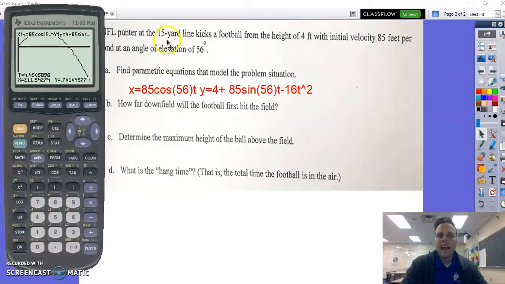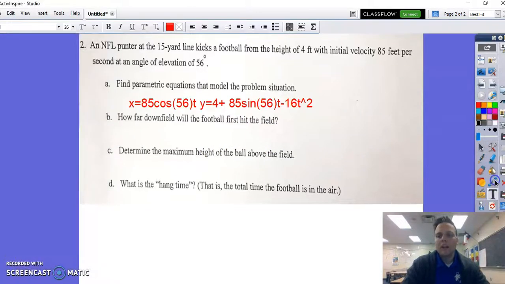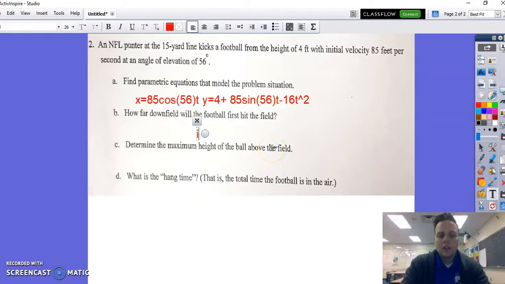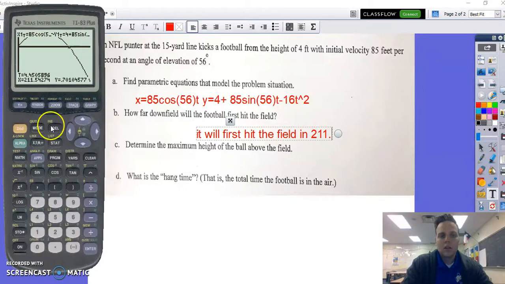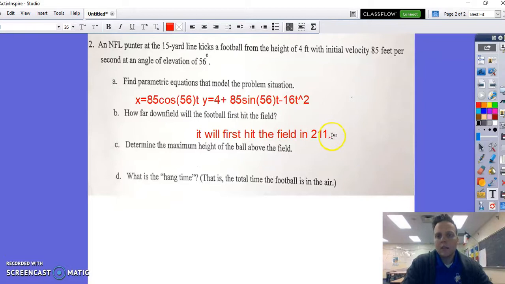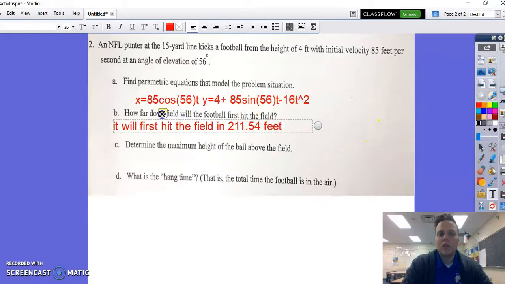But wait, where did we start on the football field? We started at the 15-yard line. So we could get really technical here. Let me be very clear: I am okay if you type an answer of it will first hit the field in 211.54 feet. But if you want to take a moment and get real technical, you can.